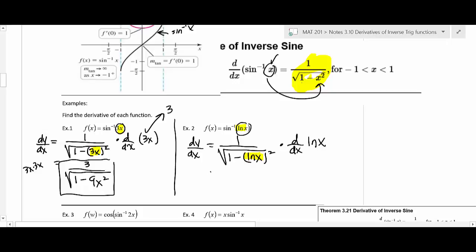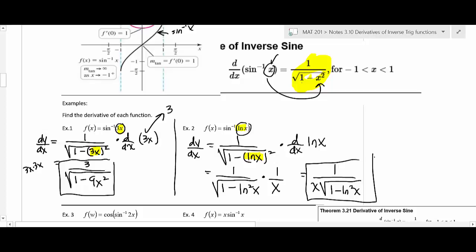Now, really all you would do with this one probably is you would have 1 over the square root. You can write this as ln squared x, just like sine squared x is the most common way to write that. And then the derivative of ln x, what's that? 1 over x, okay? And then really all you'd want to do is write this in one fraction. I would just put the x in front of the square root, and then write the answer like that. So that would be the value of that derivative. All right, does that look good to everybody? Those two right there are very straightforward chain rules for an inverse sine, okay?